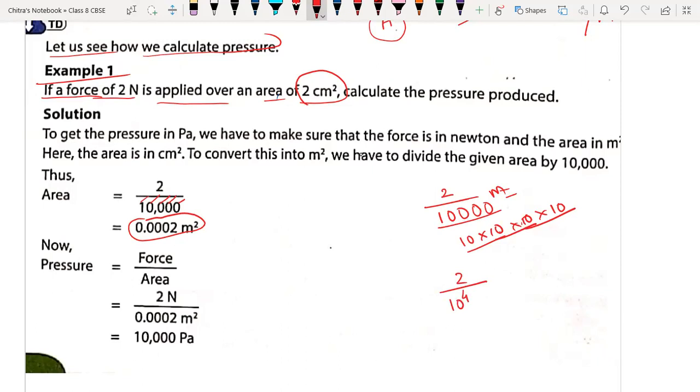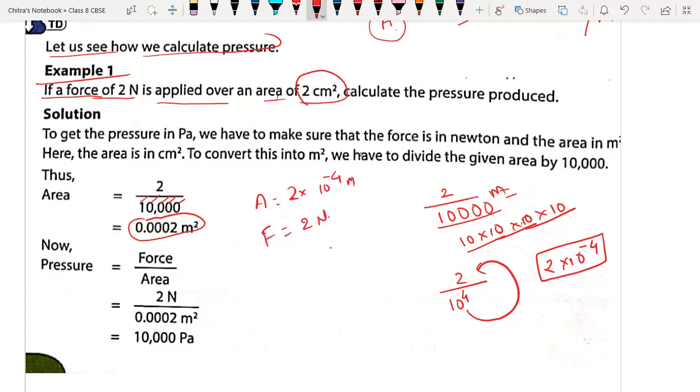Now I'm going to transfer that denominator into the numerator. So it can be written as 2 into 10 to the power minus 4. Now we have area equals 2 into 10 to the power minus 4 meter square. And we have the force. What is force? It is 2 Newton, right?